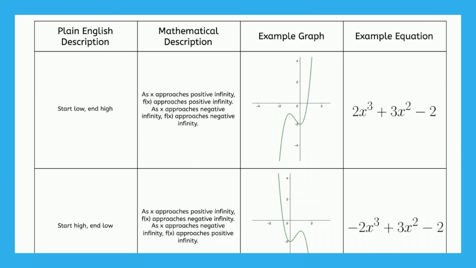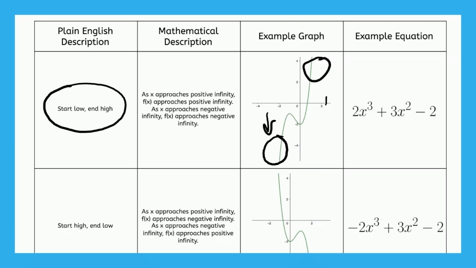So let's start by looking at the graph for this first type of polynomial end behavior. When we say the word start, we're talking about where the graph is on the leftmost part. And when we're talking about end, we're talking about where the graph is on the rightmost part. So you can see that this graph starts down here and ends up here. And here's the equation of that graph.